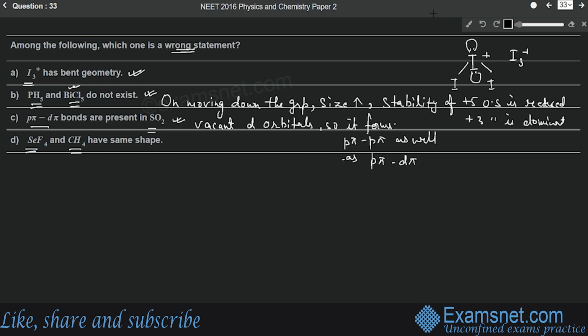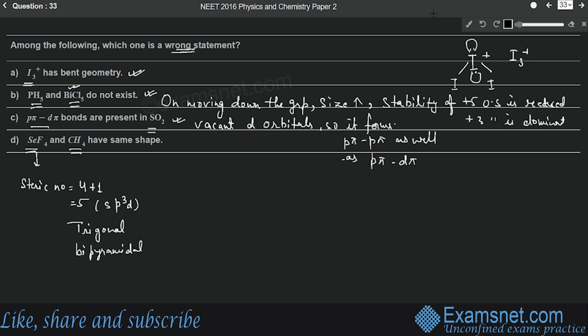So how to determine the shape? SeF4, what is the steric number? Number of atoms bonded, total 4. And how many lone pairs of electrons? 1 lone pair of electrons. So the total steric number will be 5. That means what will be the hybridization? It will be sp3d hybridization. So the shape will be trigonal bipyramidal shape.